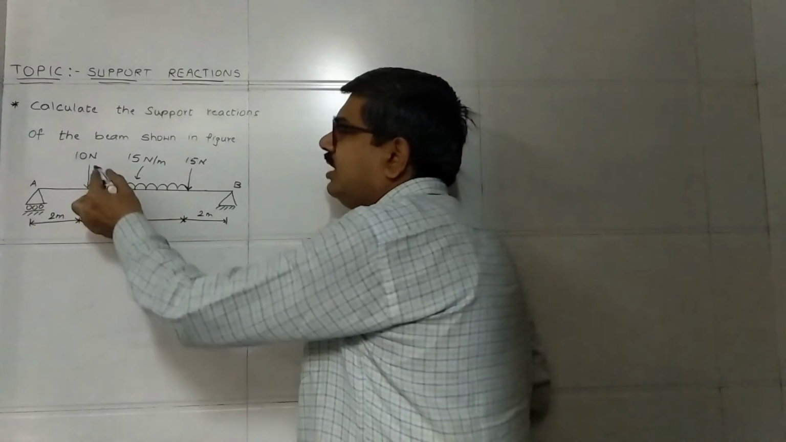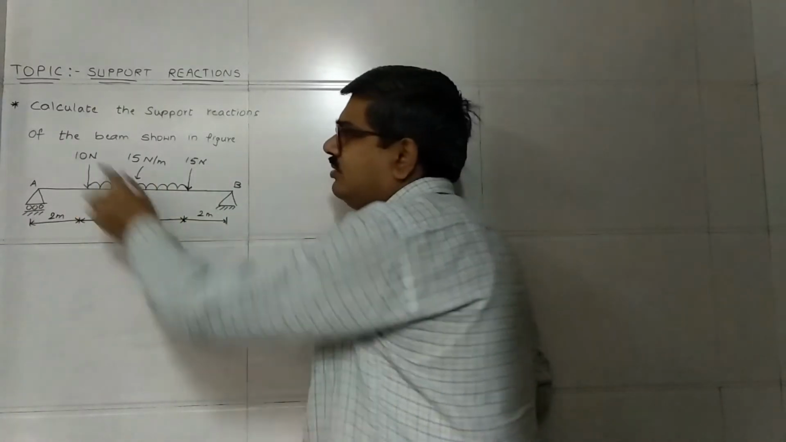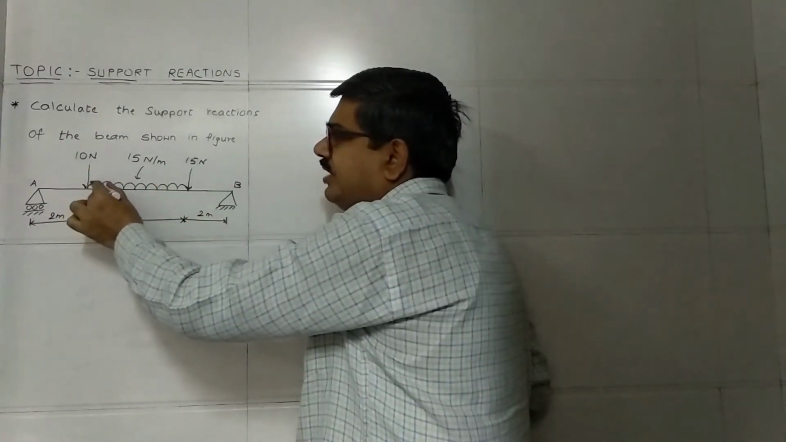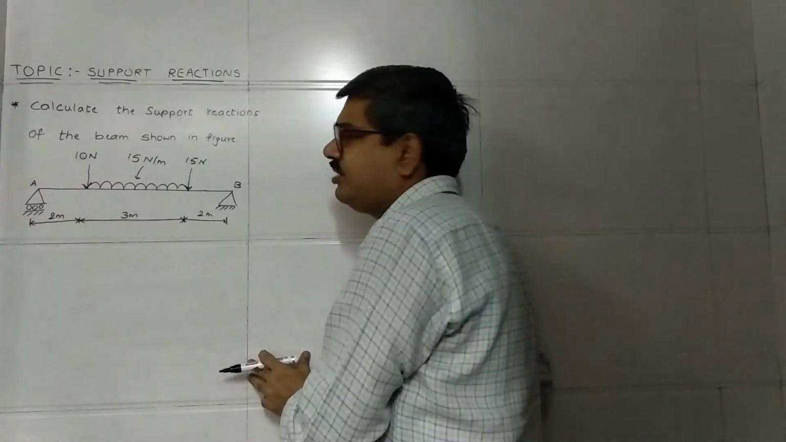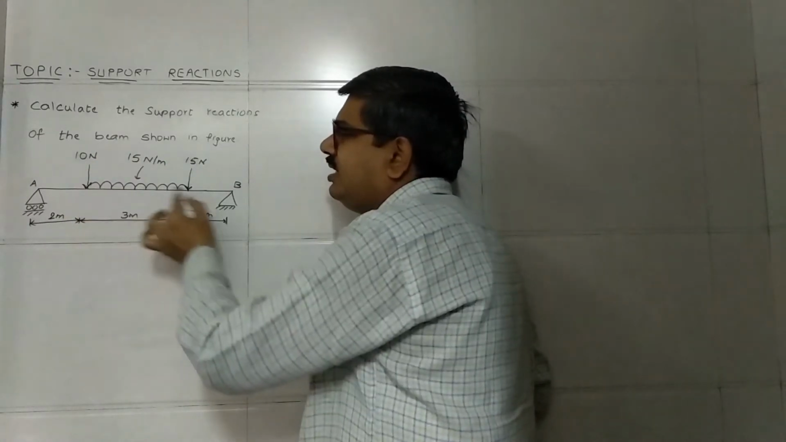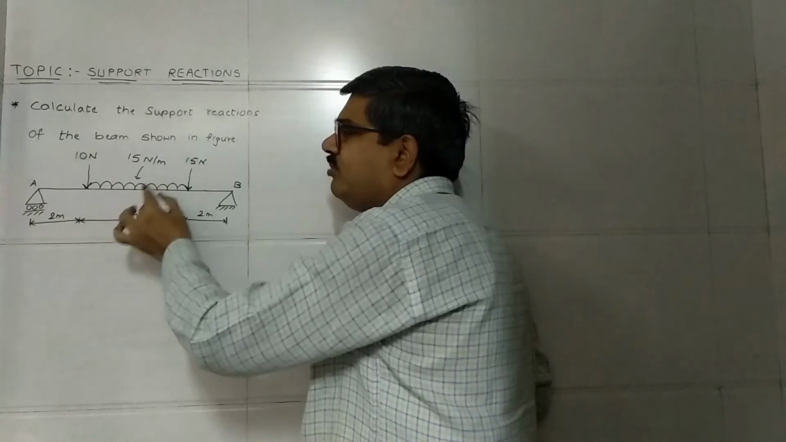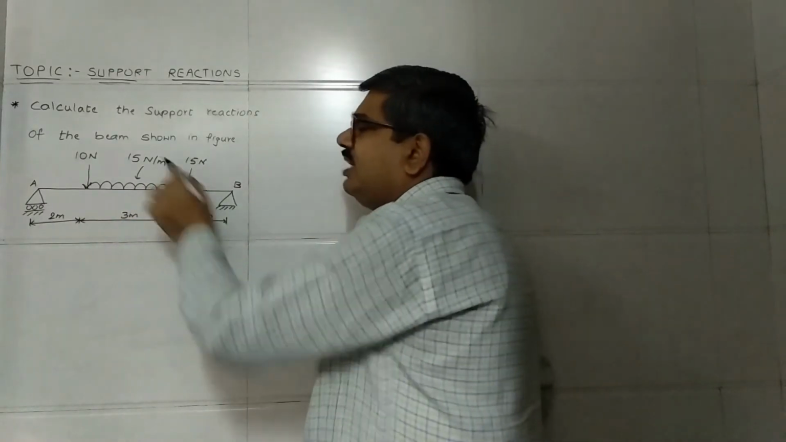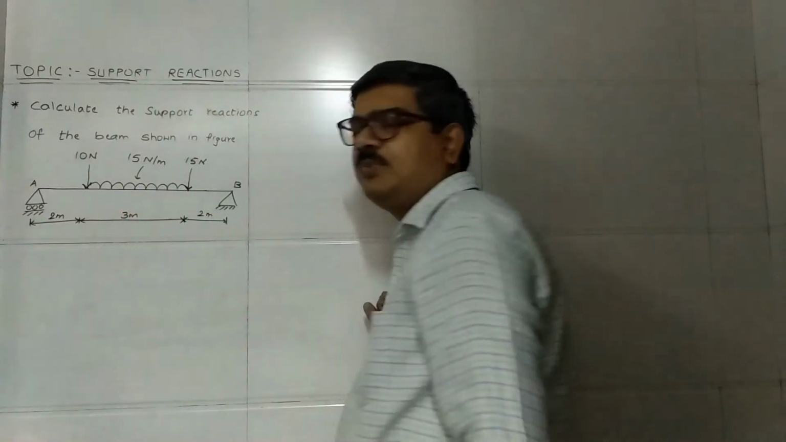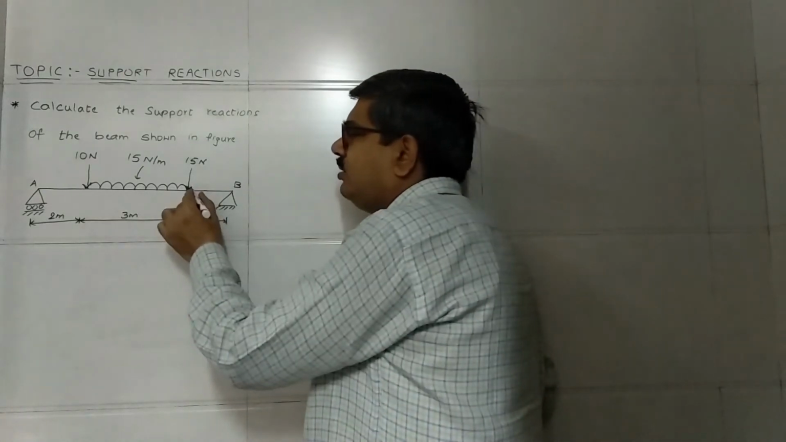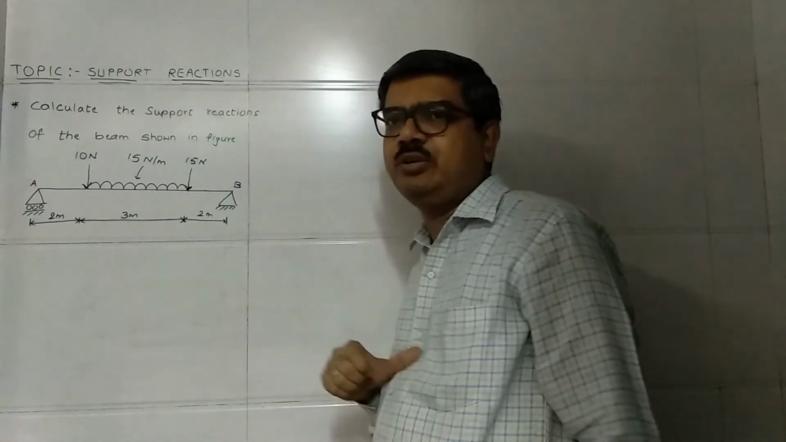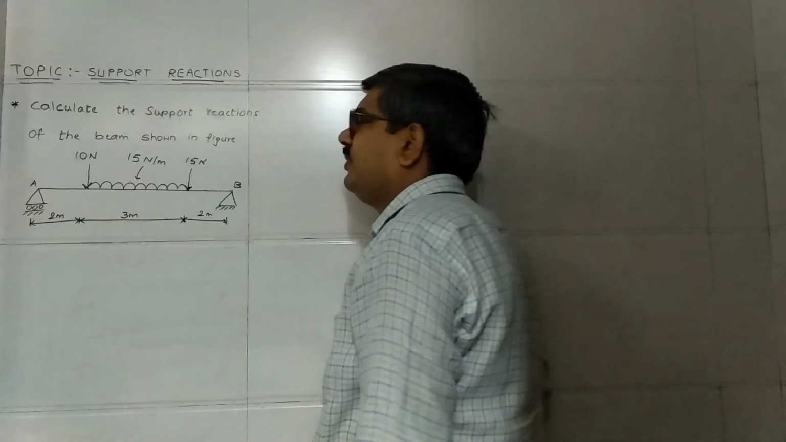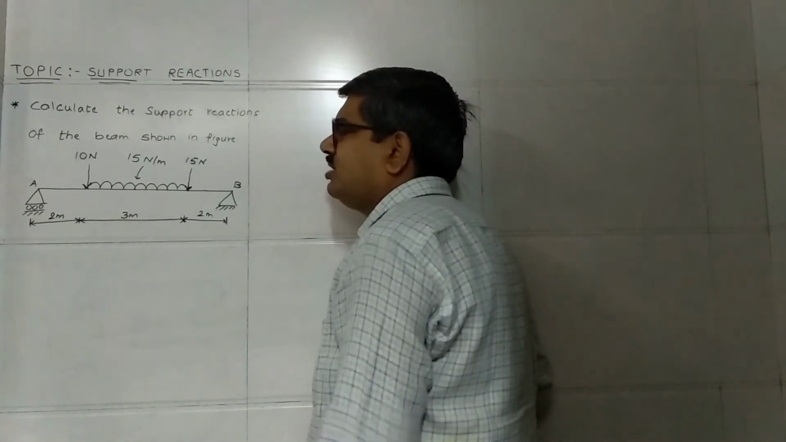On the beam there are three different loads. One is a point load or a concentrated load of 10 newtons magnitude. Then a UDL is there, UDL meaning uniformly distributed load. The value of the UDL is 15 Newton per meter, and there is another point load of magnitude 15 newtons. Now you have to find the support reactions of this beam.